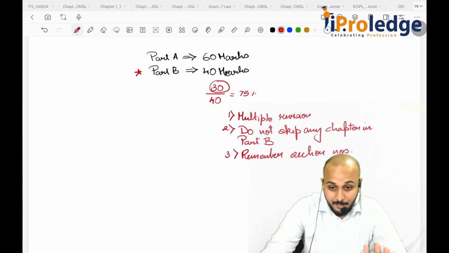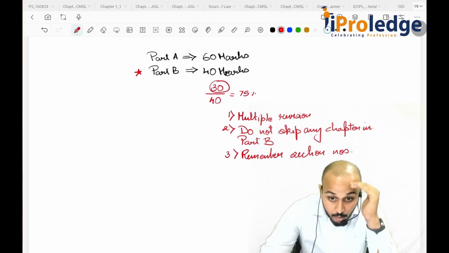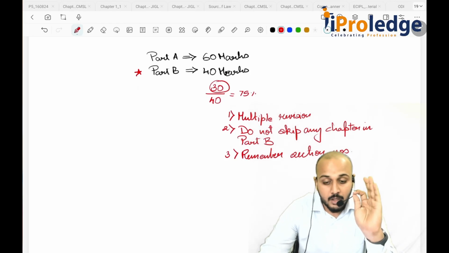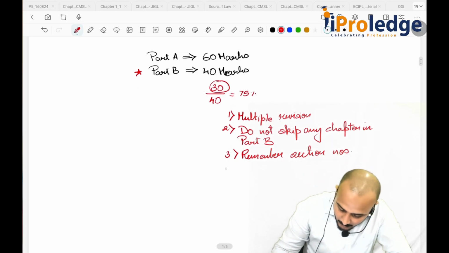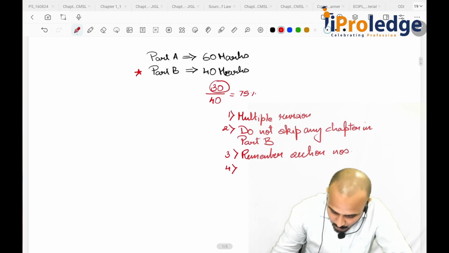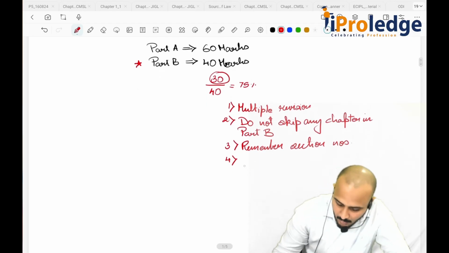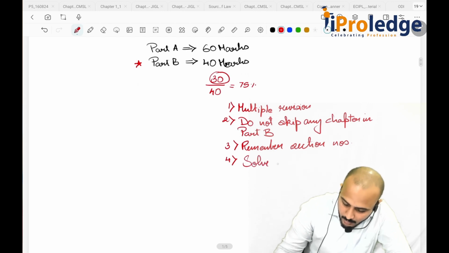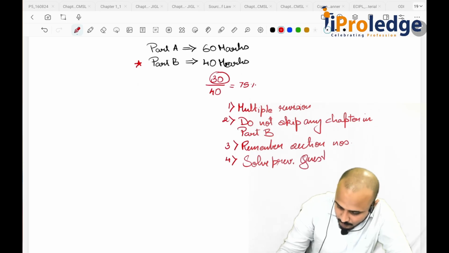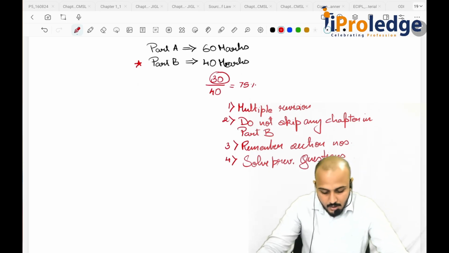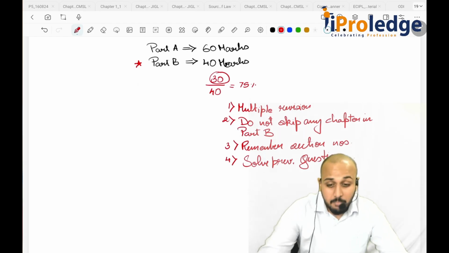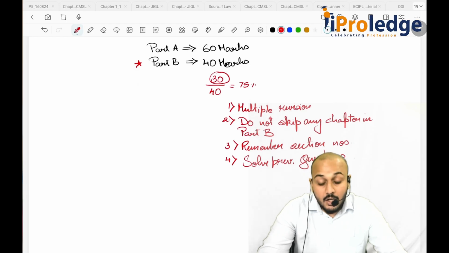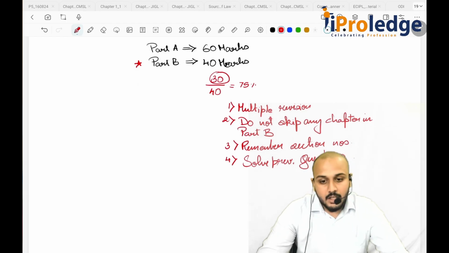I'm not saying you should not remember for part A. You should remember for the whole company law paper. You have to remember, but try to remember more number of sections for part B. Then last one, solve previous year questions. Okay. These steps are mandatory for you to clear your company law paper by getting an exemption.